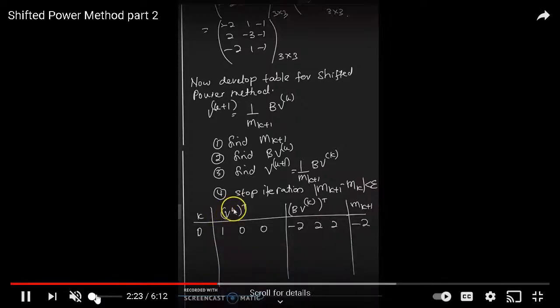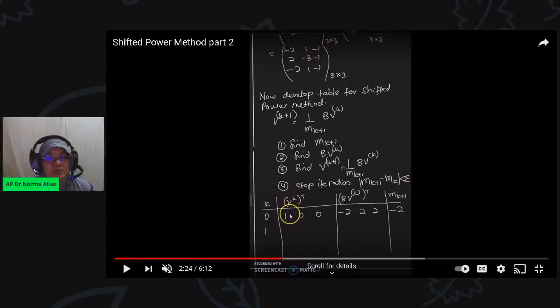All right, when you generate this table, be careful. Why? Because you need to find the initial value. The initial value is given in the question: 1, 0, 0. The eigenvector is given. And then do a matrix multiplication that I taught before. B is 3 by 3 times V which is 3 by 1. So you will get 3 by 1: negative 2, 2, and 2. And then you find the maximum, the maximum for M_{k+1}.